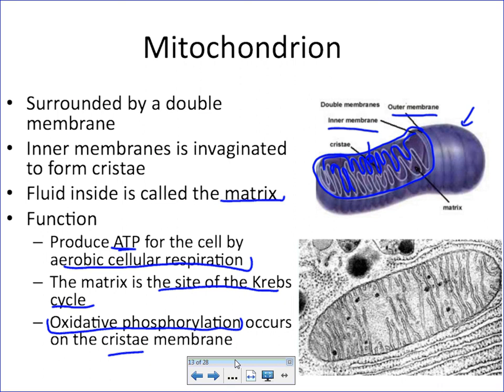For electron micrographs of mitochondria, they will appear as having this bean shape to them. And then on the inside of this bean shape will be a series of lines which would represent the inner membrane of the mitochondria.